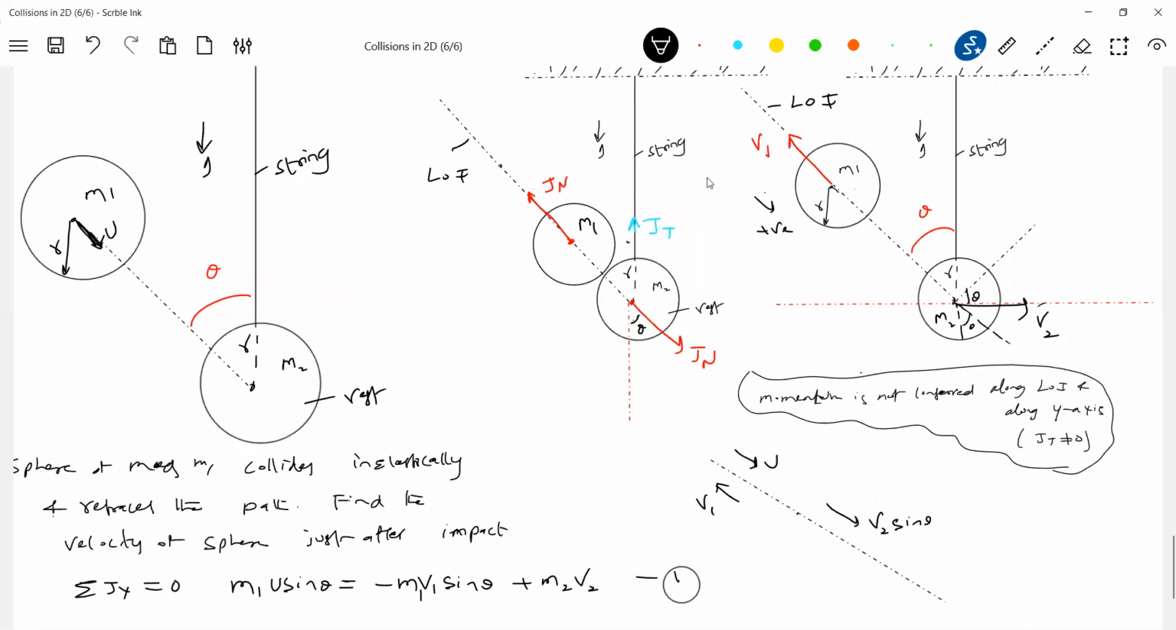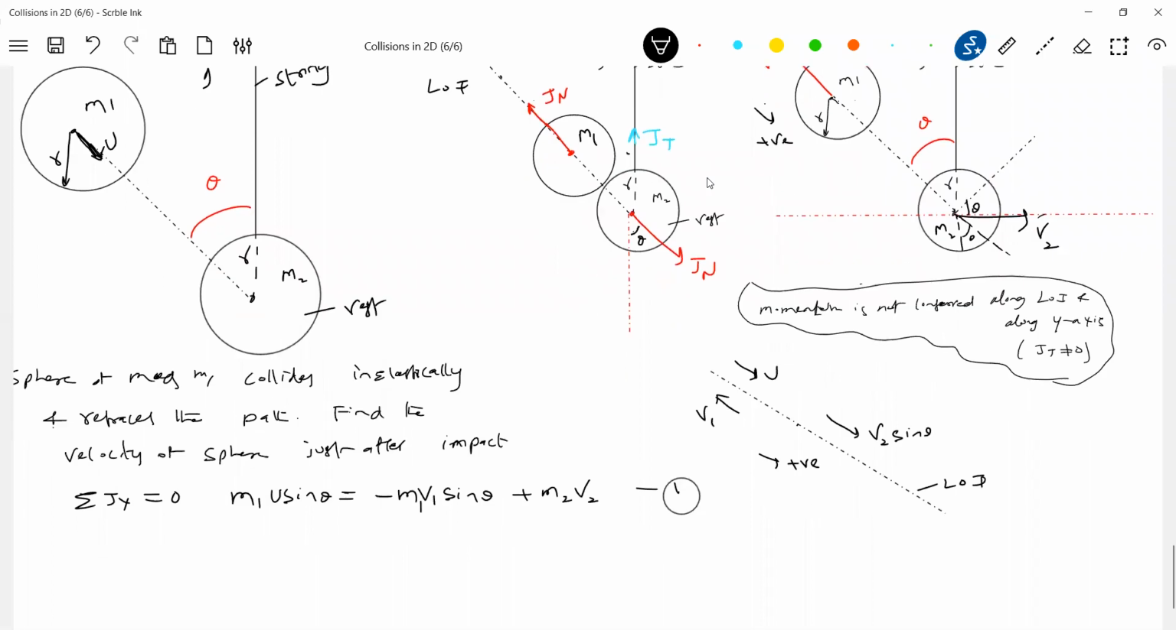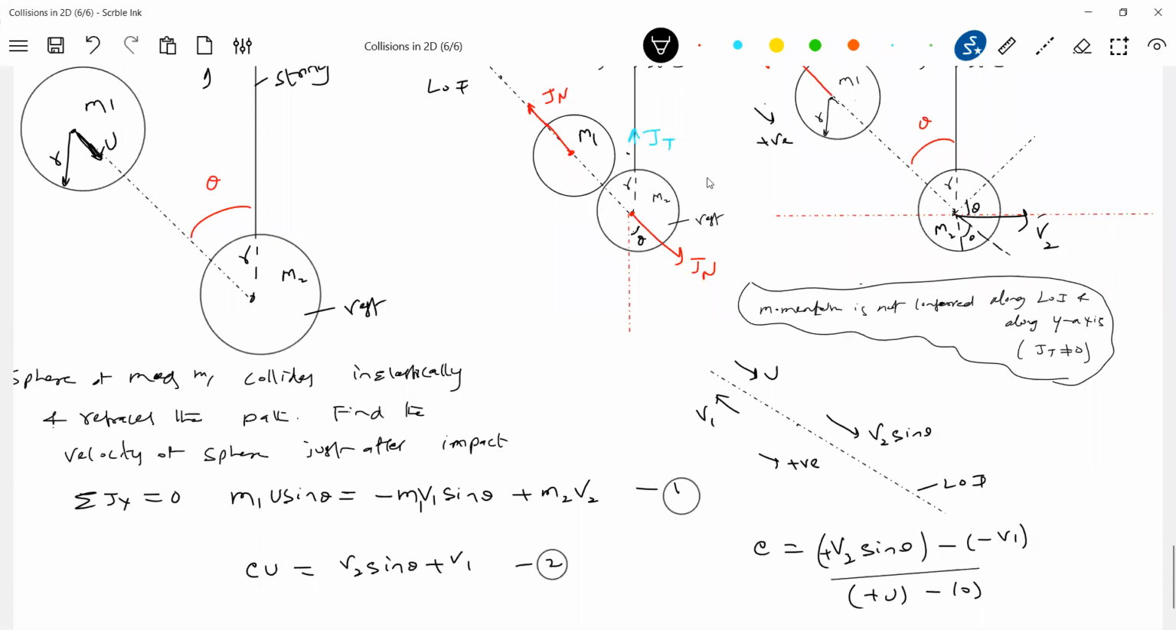So V2 sine theta will come, and this is the line of impact. By having this diagram, anybody can write the equation. Now, what is the coefficient of restitution formula? e equals V2 sine theta minus V1, by u minus 0. Solving this, we'll get e u equals V2 sine theta plus V1. Solving 1 and 2, we'll get expressions for V1, V2.